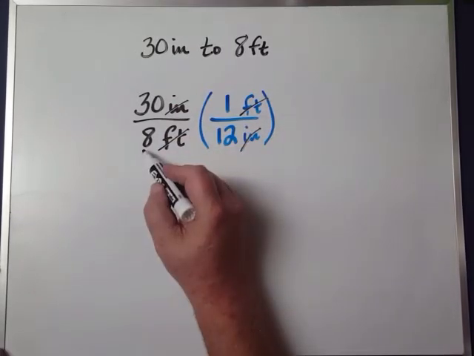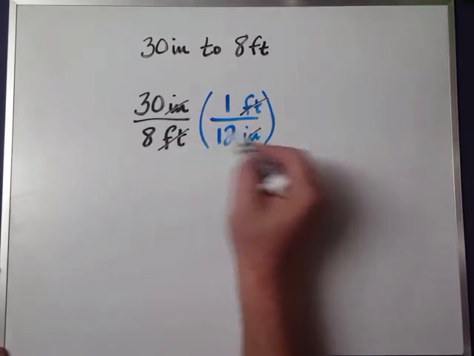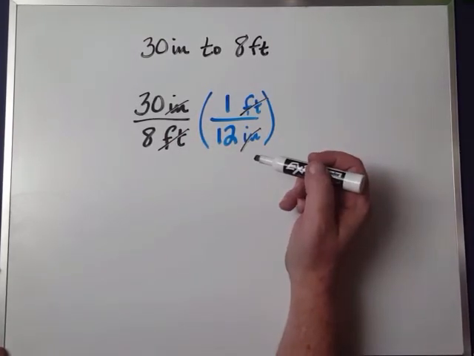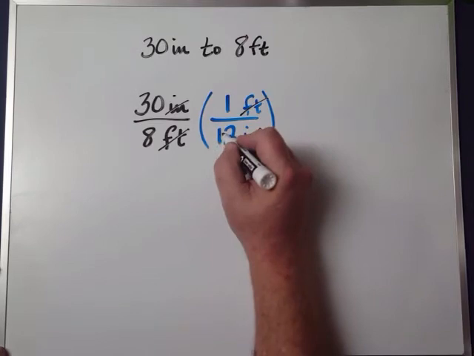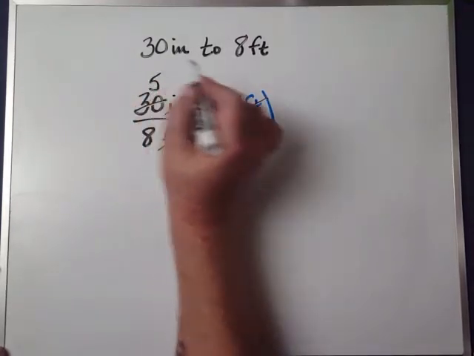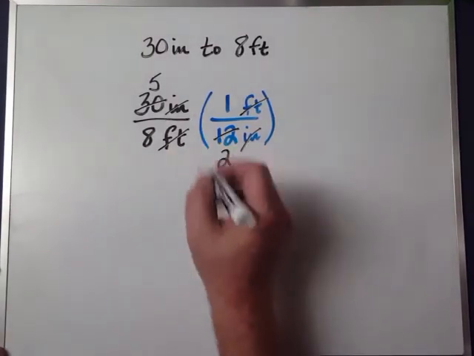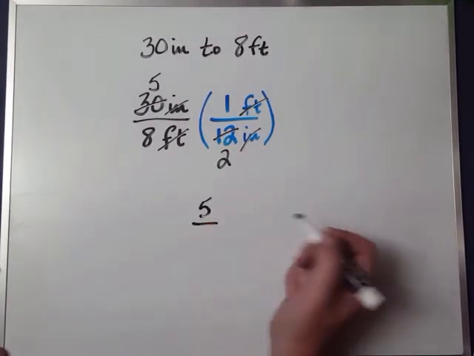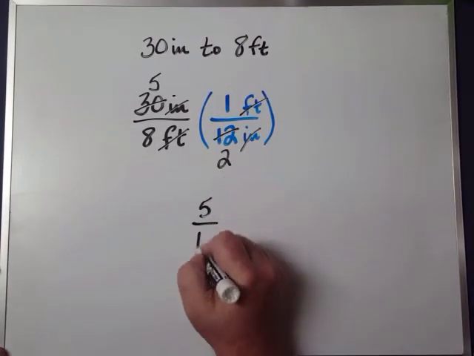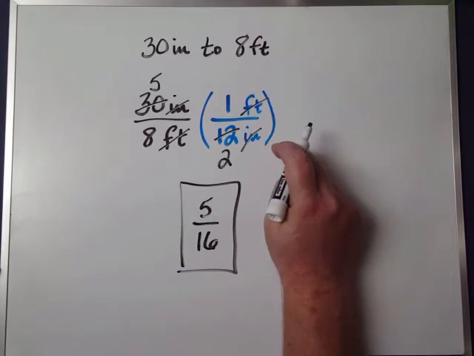Also, instead of dealing with a 96 this time, what can I do? I can go ahead and start cross-canceling right now. 6 goes into 12 twice. 6 goes into 30 5 times. I've cross-canceled everything I can. Multiply the tops. Multiply the bottoms. 8 times 2 is 16.